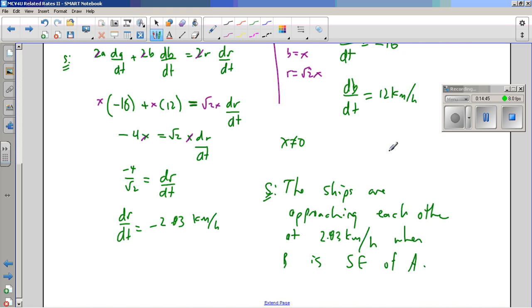Nice. Okay, I'm going to pick up the last related rates question of the chapter, actually the last question of the entire unit, here in part 2.